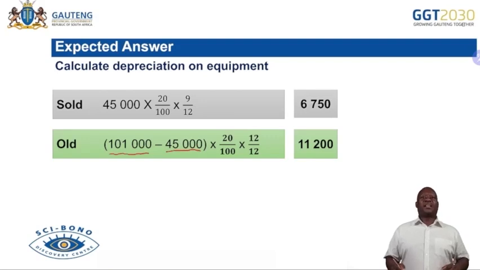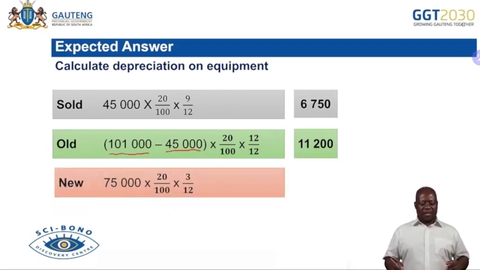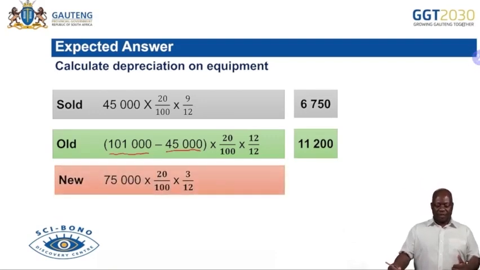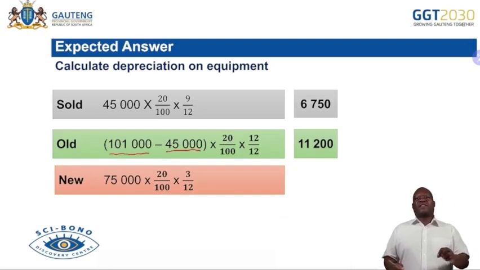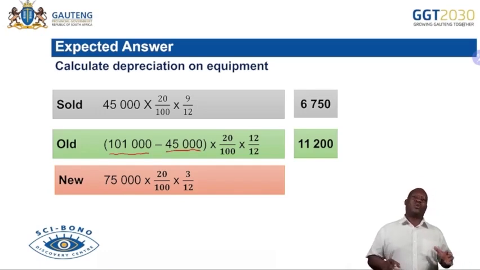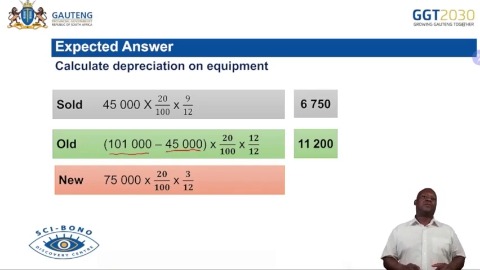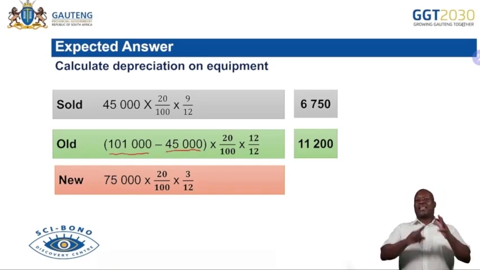Now, what's missing? Remember, when it comes to SON, the only letter that is missing is now the N. So we also need to calculate depreciation on the new. The new was bought for 75,000. The rate is still the same, 20%. And how many months now? Remember, it was bought at the end of November. So we cannot include November. So we are starting in December, January, February.